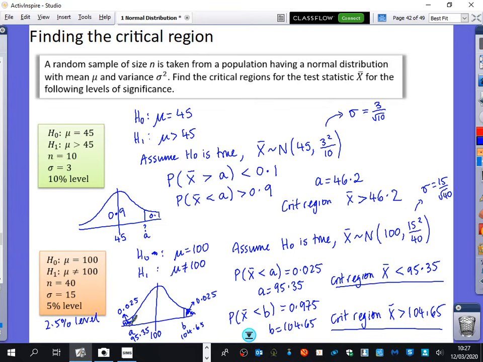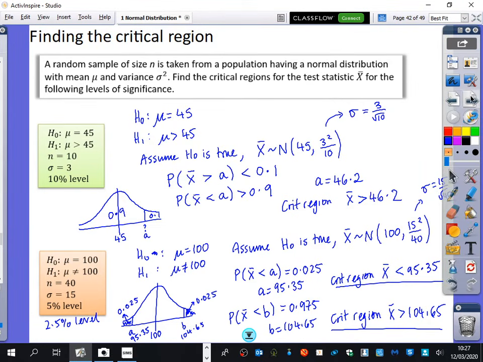So these ones, I think, are a bit easier than doing the critical regions for binomial. This one is just, can you use the inverse thing on your calculator? So let's have a look at the worded question that I've got.